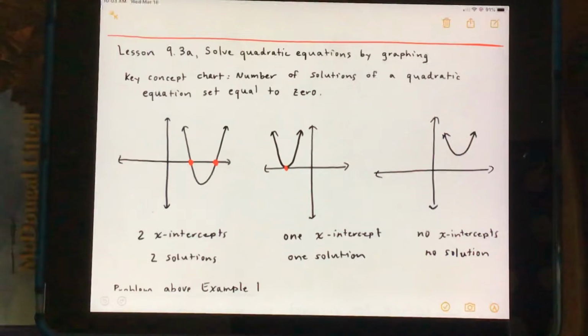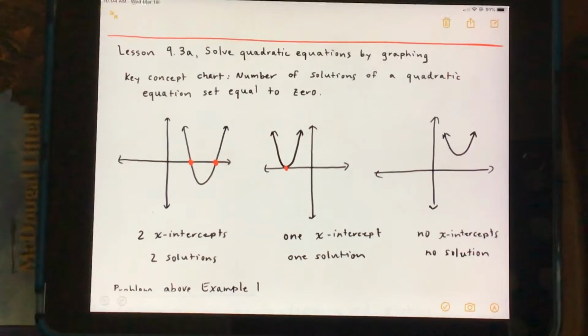In the middle of the key concept chart, you will see a parabola that is opening upward and just reaching down and touching the x-axis at one point. If our quadratic equation graphs into that situation where the parabola touches the x-axis at only one point, there is only one x-intercept. That means there will be one solution to the quadratic equation.